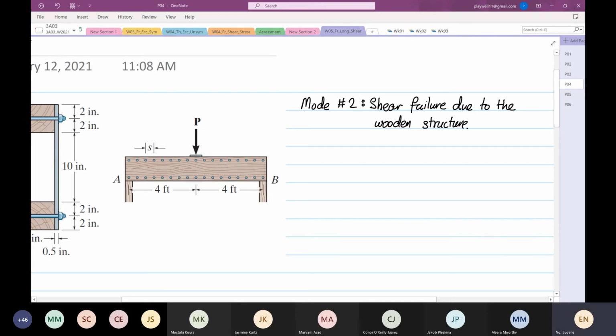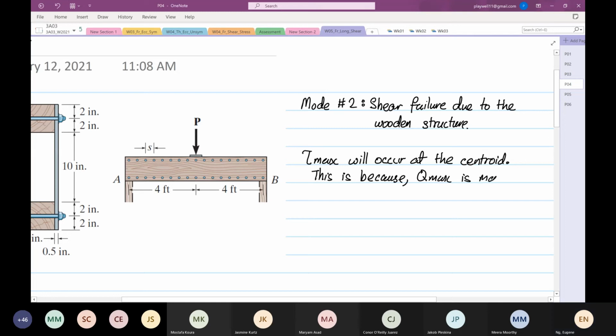So we know down here we are going to focus. So we know that tau max will occur at the centroid. Okay. And why is this? Because of two things: because Q max is maximum. Eugene, come on, redundant. And thickness is what? Minimum. Right? The thickness is minimum.